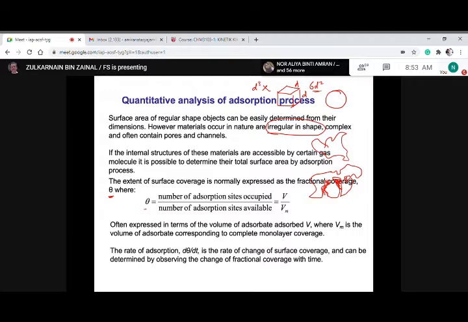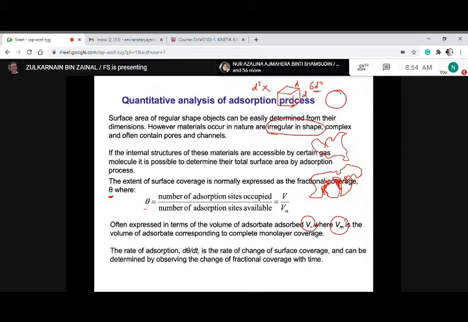So this is often expressed as volume of adsorbate. What you can do is just get the volume, because for gas, it is easier to quantify the gas by getting its volume. If you know the volume at a certain pressure and temperature, that will give you a certain amount of gas. So you know that, right?